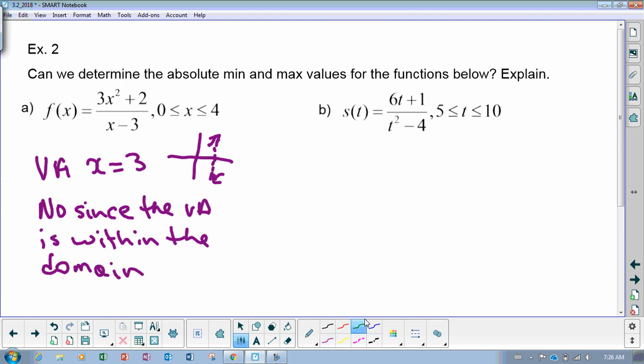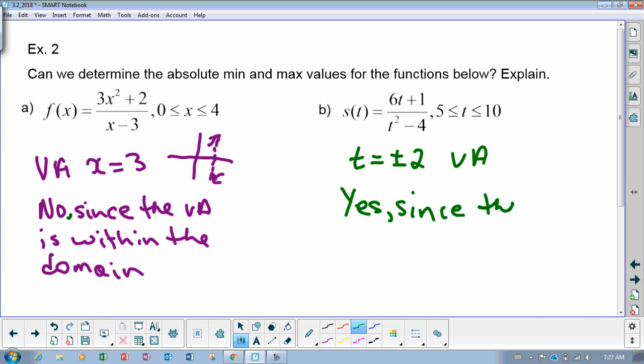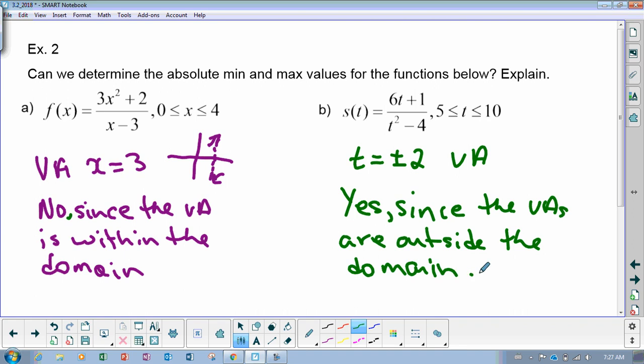All right, now this one over here, once again, we are going to have vertical asymptotes at t equals plus or minus 2. If I look at the domain, it's from 5 to 10. So the answer to this one here is yes, since the vertical asymptotes are outside the domain. So then we would proceed by finding the derivative, solving, and checking the endpoints, just like we did in the previous example.